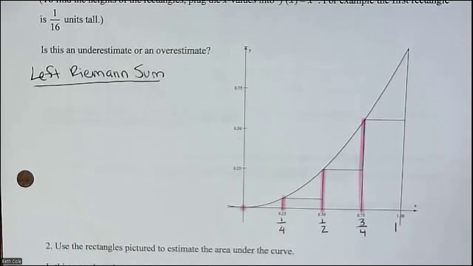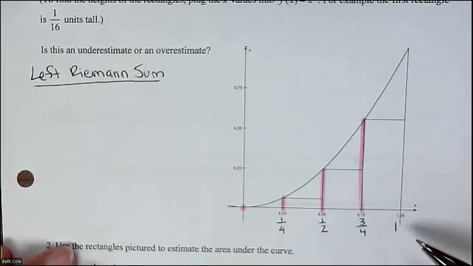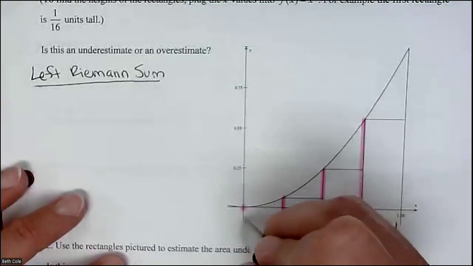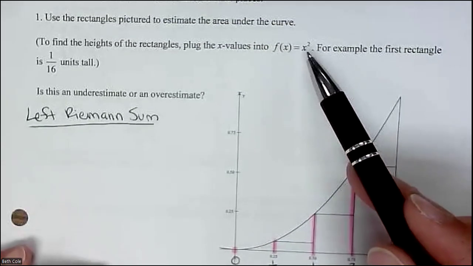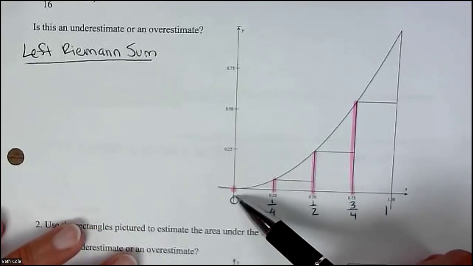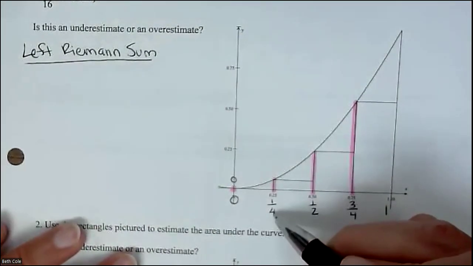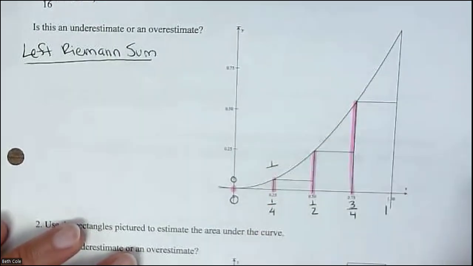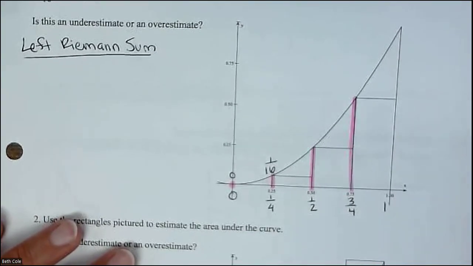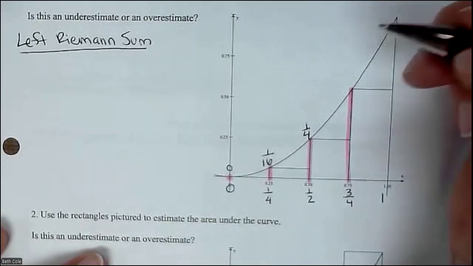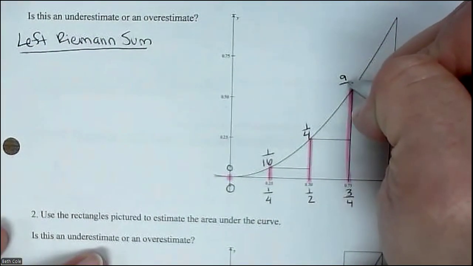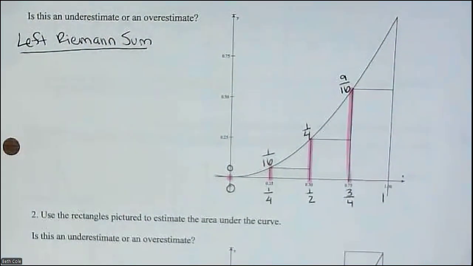Because to get the heights of your rectangles, you need to plug those numbers into the function. And this one's 0 here. And what was our function? X squared. So we're going to plug each of those into x squared. Here we go. 0 squared. 0. 1/4 squared. 1/16. Do you see why fractions are better than decimals? 1/2 squared. 1/4, because 2 squared is 4. 3/4 squared. 9/16. You just square the numerator and square the denominator. 3 squared is 9. 4 squared is 16.